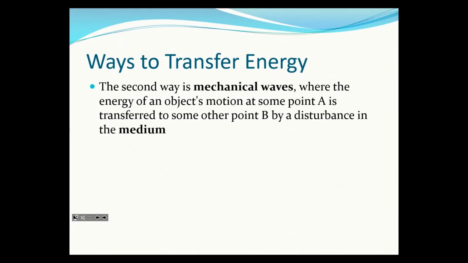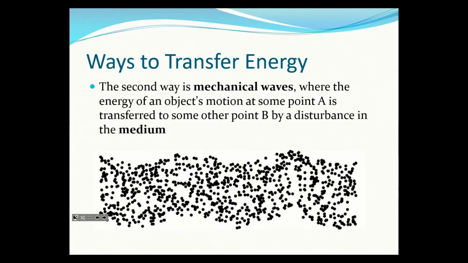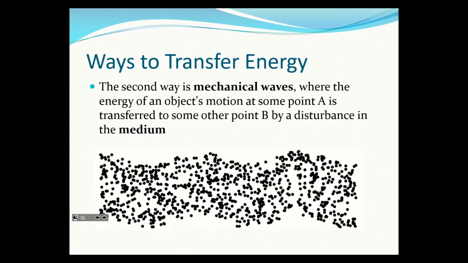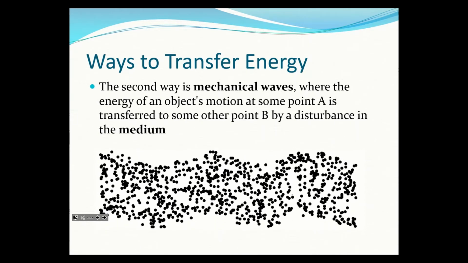In this, the second way to transfer is through mechanical waves, where the energy of an object's motion at some point A is transferred to some other point B by a disturbance in the medium. So a medium, which I'll talk about later, is just like air. It's something that the wave travels through. So this is another way of transferring energy.